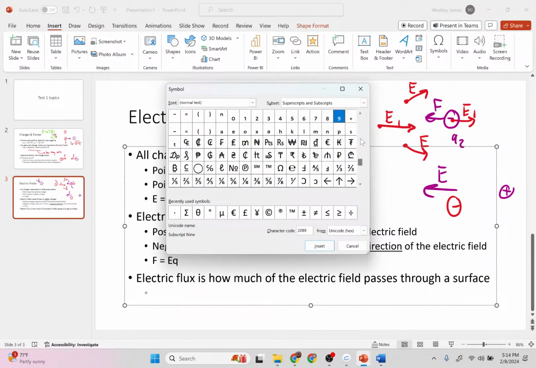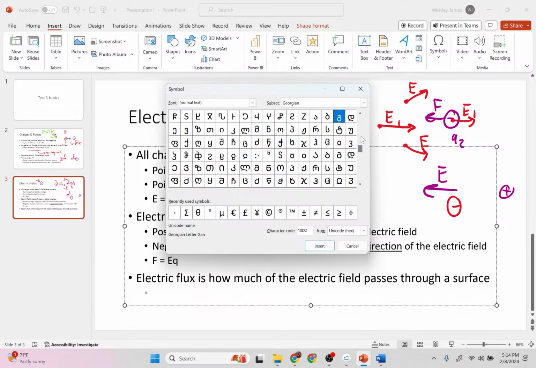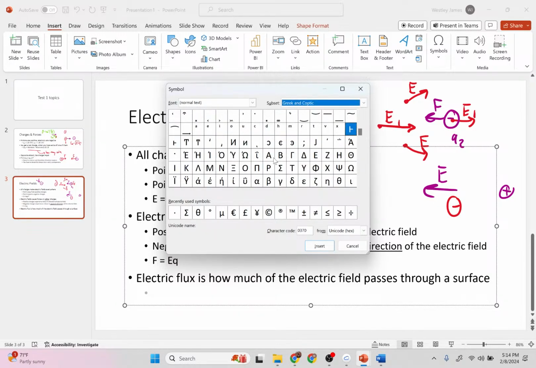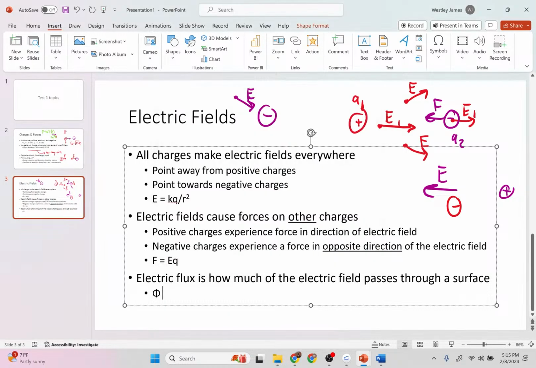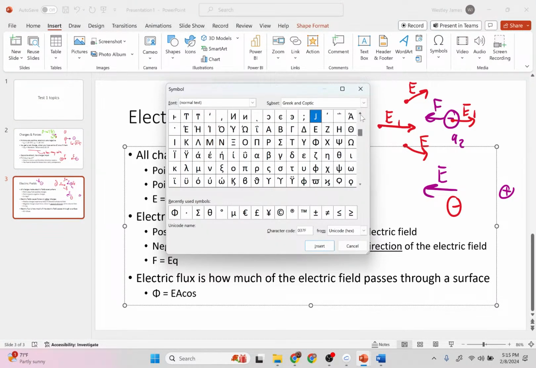This is always the joy of teaching a physics class, is hunting through. There's Greek extended, Georgian, yep, all these very useful. There's Greek and Coptic. All right, so capital phi, bam, equals E, A, cosine, and I need another symbol, theta. So anytime you all see me put an equation here, just know this is the suffering I had to go through.